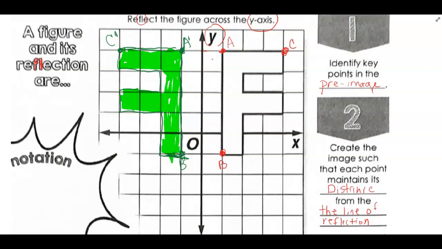And remember that images are labeled with the little dash up at the top, which is read as A prime. So let's go ahead and put this down here. So image labels.